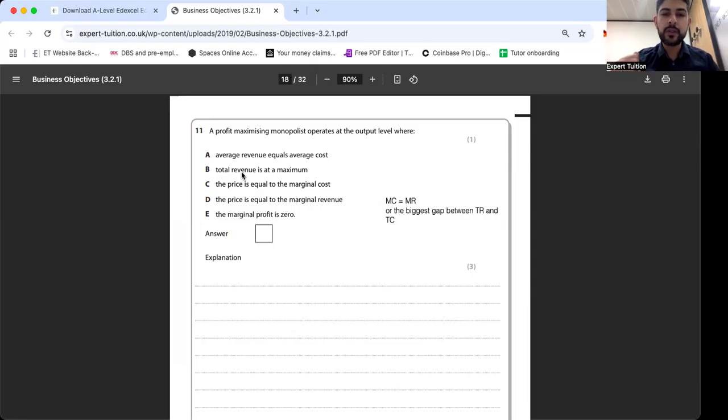The price is equal to the marginal revenue. P equals MR is an absolute made up point. The only time that that will happen, by the way, is if they are in perfect competition. But even then, that's not maximizing profit. This obviously means the answer is E, but can I explain why it is E?